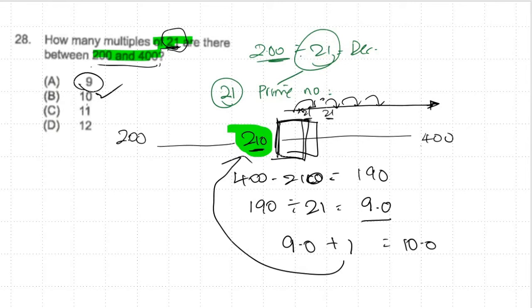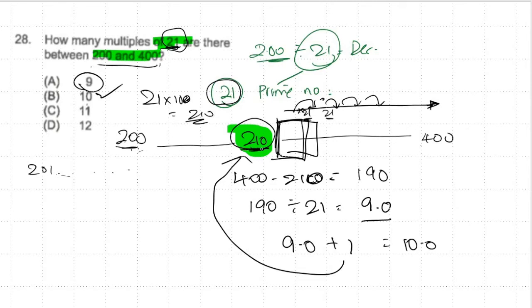So you know that for this number, if you add 201, it cannot be divided by 21. Only when you reach 210. Because it's 201, you must change this into 100. 21 times 10 is 210.